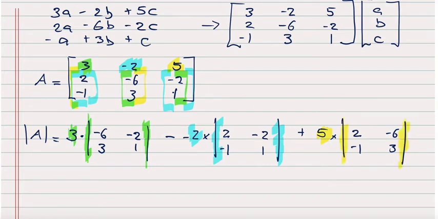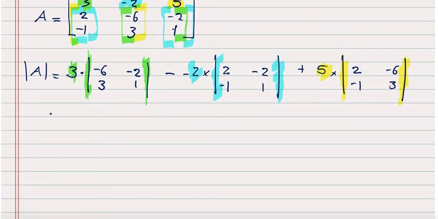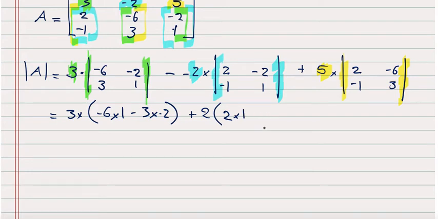Now we definitely know how to do 2 by 2 matrices, the determinant of 2 by 2, so we can go 3 times, then in parentheses, negative 6 times 1 minus 3 times negative 2. Then this will be a plus because double negative. 2 times 1 minus negative 1 times negative 2. And then plus 5 times 2 times 3 minus negative 1 times negative 6.